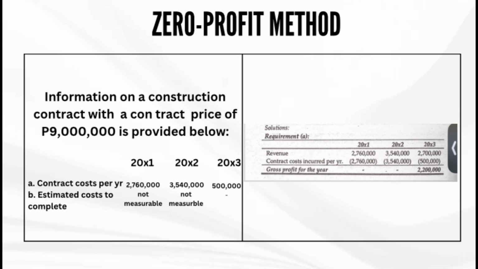So for 20x1, we have no gross profit because the revenue matches the contract cost incurred per year. Therefore, we cannot recognize any revenue. The same goes with 20x2. And for 20x3, we have 2,700,000 less 500,000. That will give you 2,200,000.